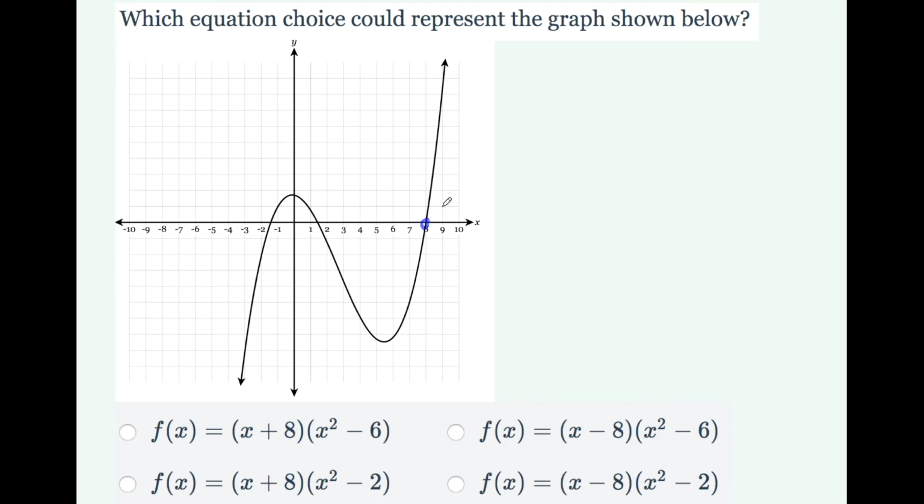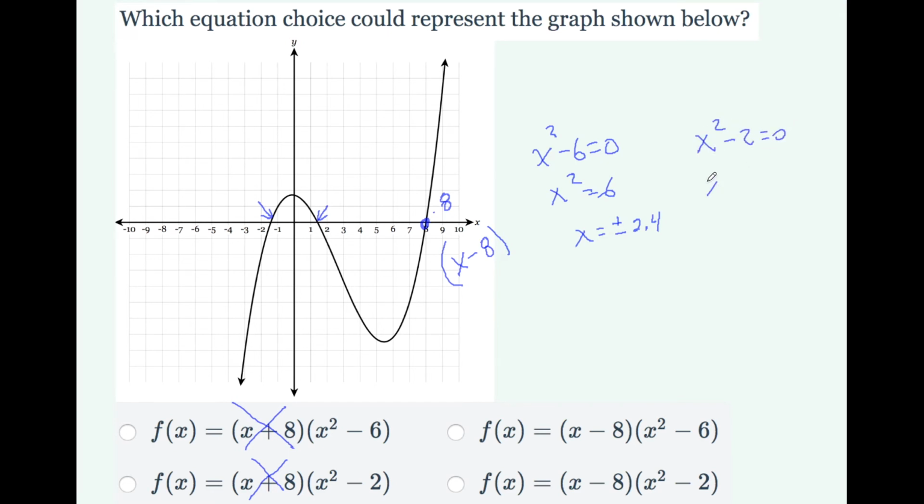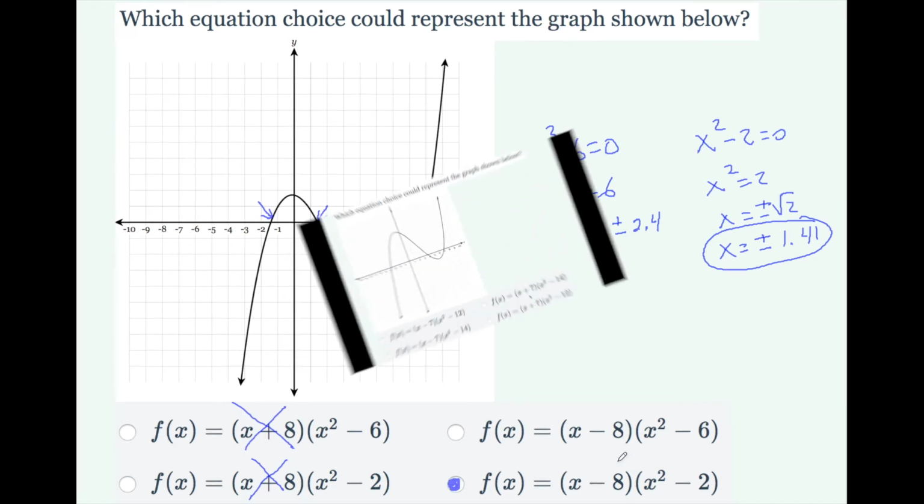Alright, so here's the first thing I'm going to do. This 0 is 8, which means that my factor would be x minus 8. So right away, can't be this guy or this one here. Alright, then these are going to be decimals. So what I have to do is take this second part and go x squared minus 6 equals 0. X squared equals 6. X equals plus or minus about 2.4. X squared minus 2 equals 0. X squared equals 2. X equals plus or minus the square root of 2. So x is about plus or minus 1.41. So that's between 1 and 2. So it's this one here. So we're going to go with this answer.